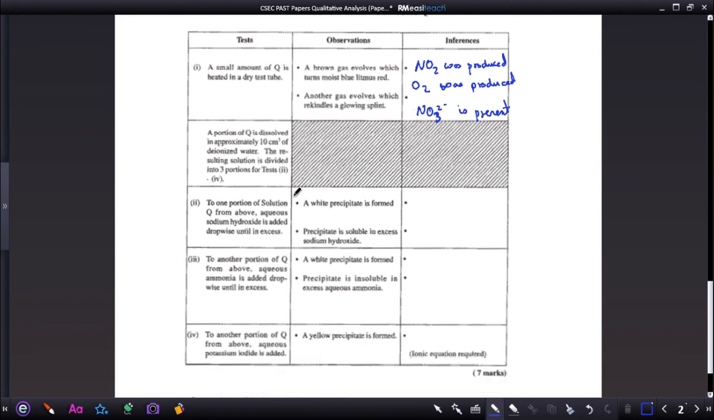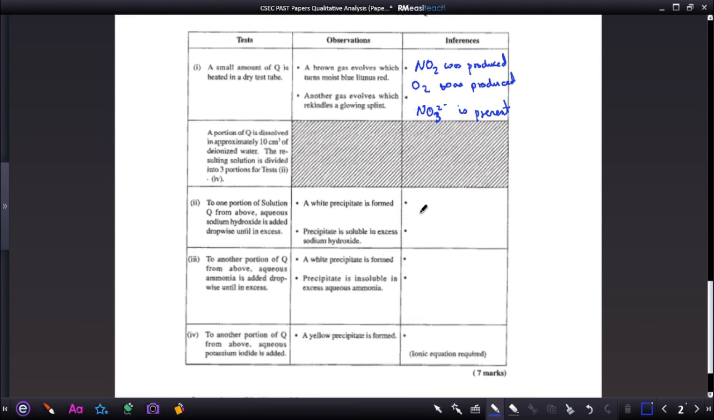A portion of Q is dissolved in approximately 10 centimeter cubes of deionized water. The resulting solution is divided into 3 portions for tests 2 to 4. Part 2. To 1 portion of solution Q from above, aqueous sodium hydroxide is added dropwise until in excess. The observation is that a white precipitate is formed. Now the precipitate is soluble in excess sodium hydroxide.